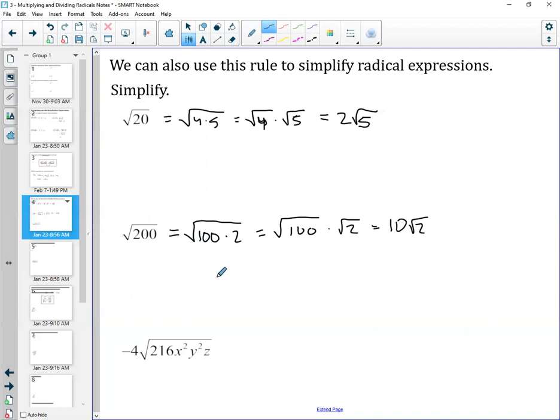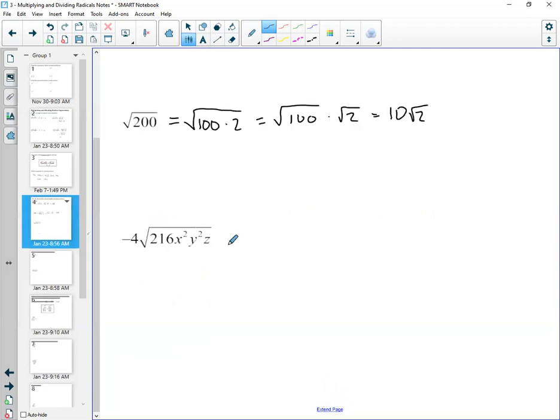So we can do it with these bigger, more unattractive radical expressions where there's a whole bunch of stuff in here. We can maybe think about breaking it up into pieces and then putting it back together. It might be helpful for you guys. I don't know if you'll find this helpful or not. You can think about this as root 216 times root x squared times root y squared times the square root of z. I just split up all the numbers, the x's, the y's, and the z's. And I know that I have to leave that -4 there. 216 is 36 times 6.